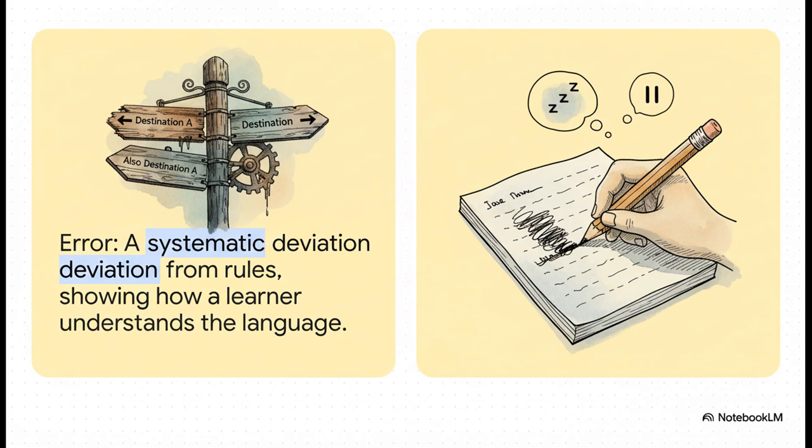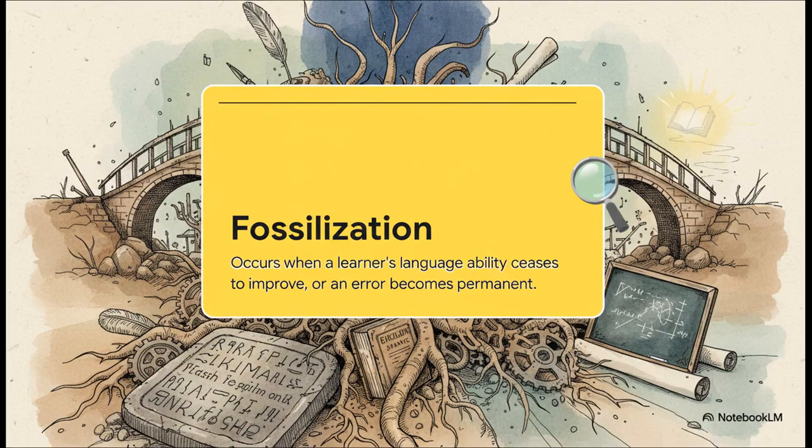But this is crucial. We need to separate errors from mistakes. A mistake, that's just a slip. You're tired, you're not paying attention. But an error is gold. It's systematic. It shows you exactly how the student's internal rulebook is working at that moment. It's a diagnostic tool. Now, sometimes one of those errors gets cemented in place. It stops evolving. That's what we call fossilization. The learner's English is just good enough for their daily needs, so that particular mistake just stays. It becomes a permanent fossil in their interlanguage.